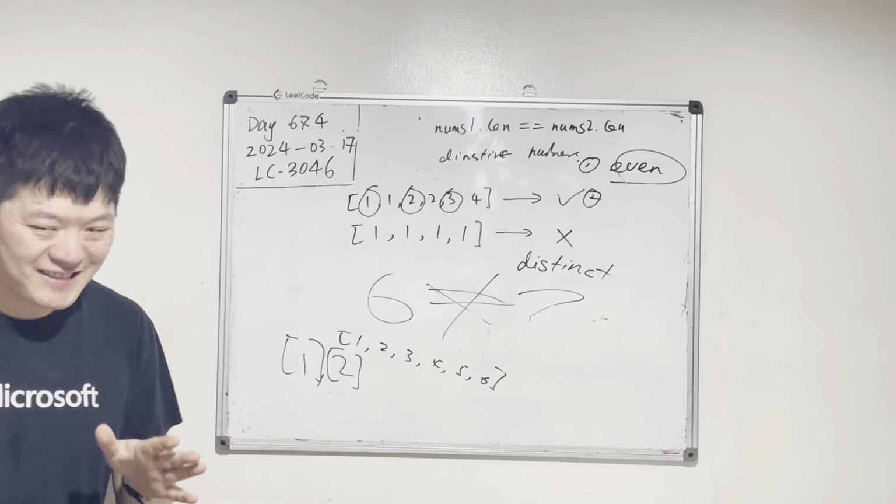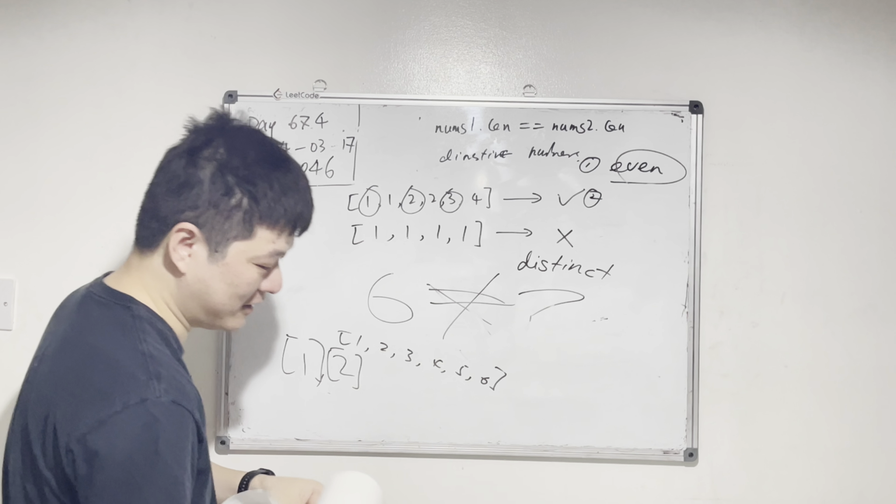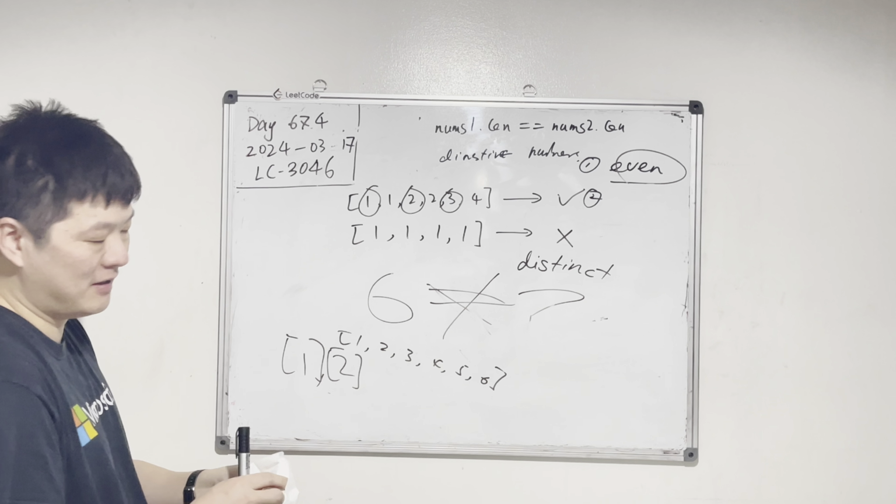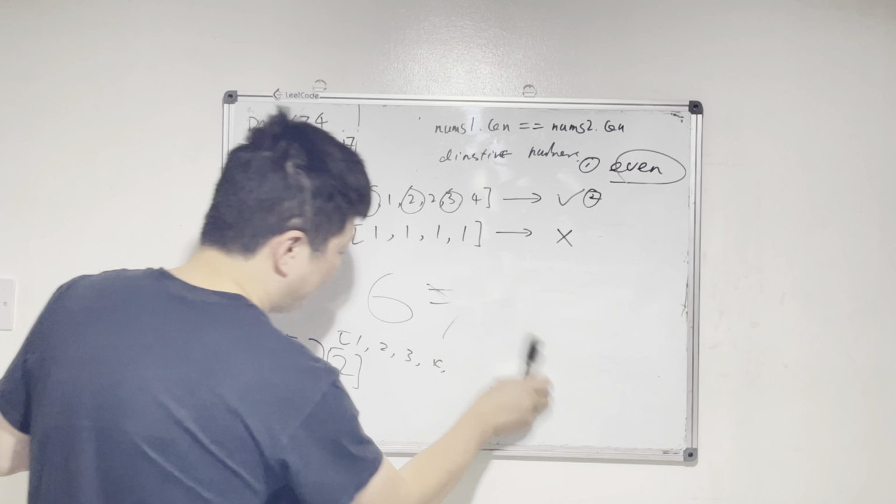Start with C. Counter. Yes, counter, because we want to check the frequency of each number, right? And simple as that. So we use the counter. Counter is a hash map. It's a handy utility for checking the frequency.